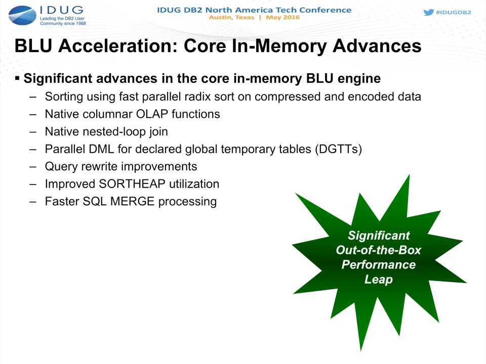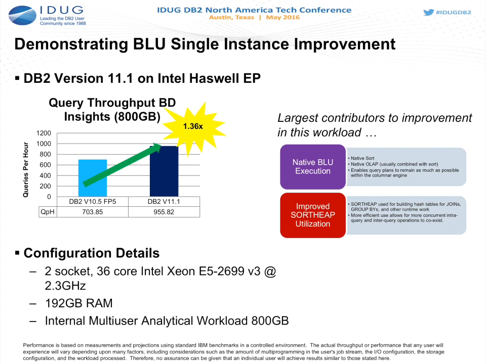Again, these are all internal improvements that are transparent to applications that should deliver pretty significant performance improvement in your workloads. And here's one example of that. This is an internal multi-user analytical workload that we have in IBM called the BD Insights workload. And when we ran this workload and compared 10.5 Fix Pack 5 with an early version of 11.1, we saw almost a 40% improvement across all of those queries in that workload. So again, a pretty nice improvement.